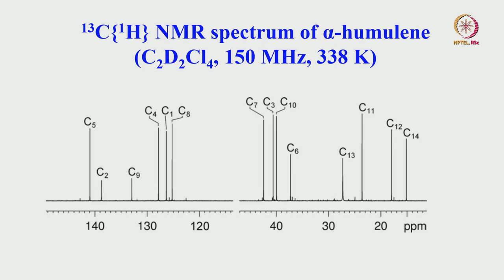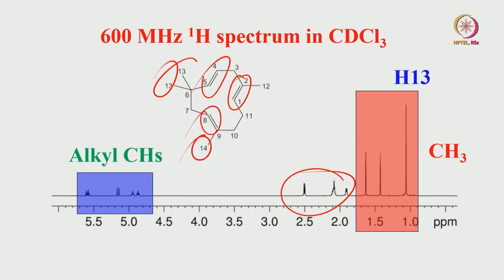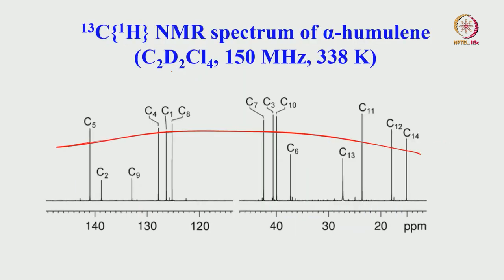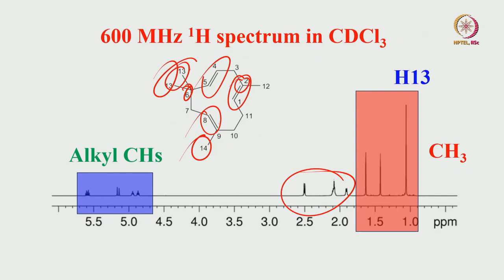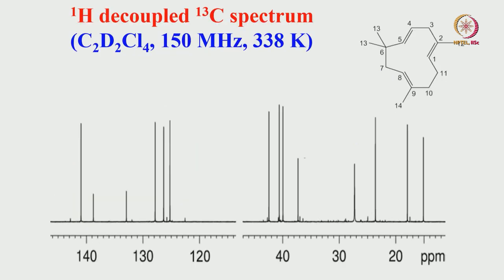Carbon-13 NMR, if you take proton decoupled, just by looking at it, you can say there are many quaternary carbons. A lot of them are protonated carbons. All these high intensity peaks are protonated carbons. And C6, C13, okay, this is all protonated. And then C2 and C9, see, these are all quaternary carbons. From the intensity, you can find out. Fine. If I take the proton decoupled spectrum in another solvent, CD2Cl2 at 338K, this is what we are going to get. We can start making the assignment.